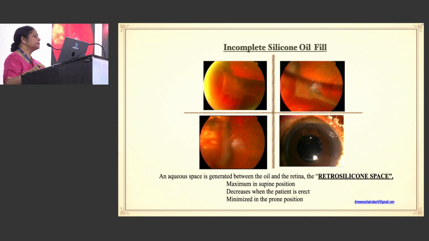Sometimes you have an incomplete silicone oil fill, and there is a retrosilicone space between the bubble of the silicone oil and the surface of the retina, which is filled with posteriorly circulating aqueous. The space is maximum when the patient lies down in the supine position where we actually do the scan. So in this patient, it would be a good option to have the patient sitting up and do the scan, where this retrosilicone oil aqueous pooling is minimal.